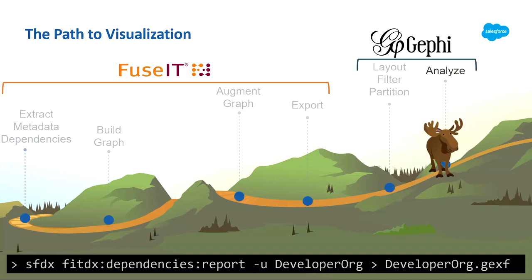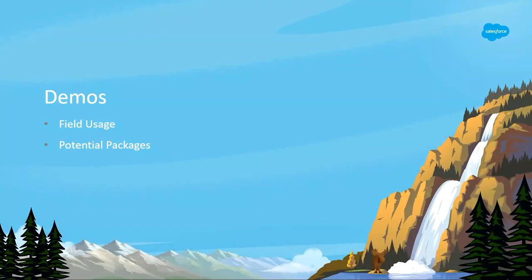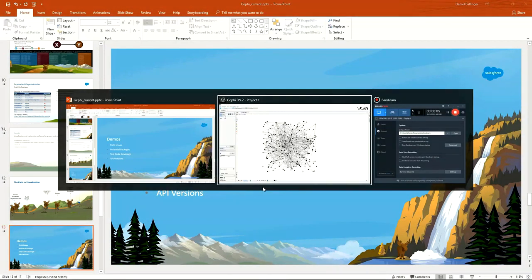For the graphing, I'm using a third-party tool called Gephi. It's an open-source Java application for visualization of graphs. It's quite a powerful tool, which we'll soon see. So we'll go into some demos now. We're going to look at two things initially, obviously Gephi itself, and then field usage and potential packages. So we'll switch over to Gephi here.